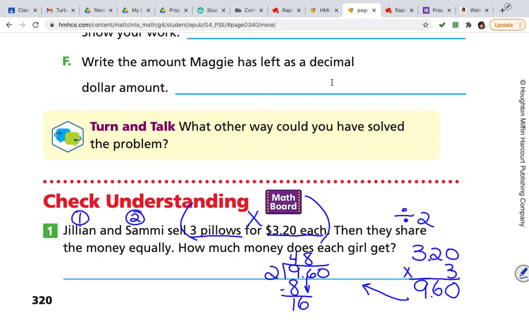Now we multiply. 2 times 8 is 16. We don't have anything else. We bring down the 0. 0 divided by 2 is 0, and there's nothing left. So it's $4.80 each. Each person, Sammy and Jillian, are each going to get $4.80. And that's the end of the lesson.